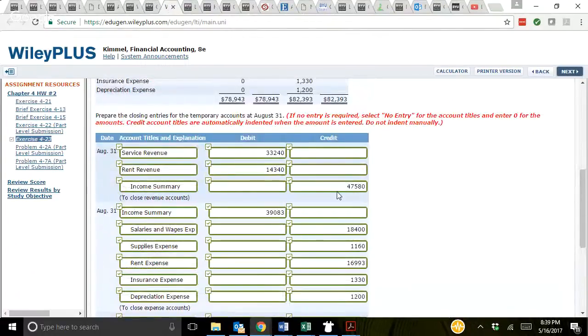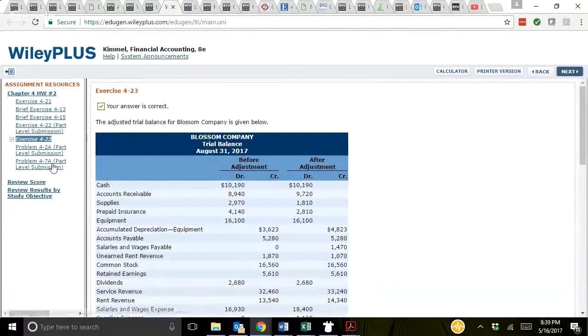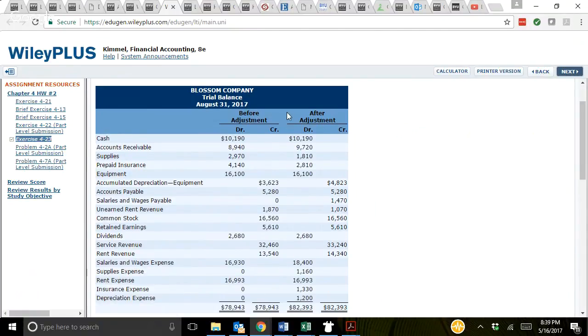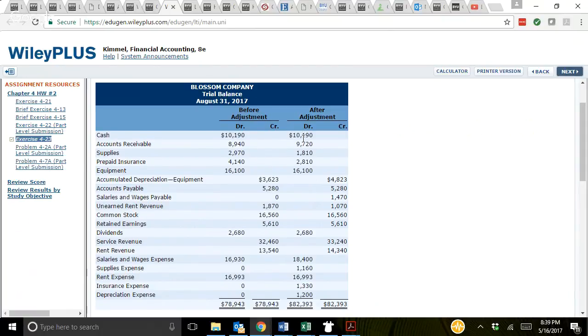All right, guys. This is the homework from homework number 2, exercise 4-23. What we're given here is the adjusted trial balance for Blossom Company. We have the before adjustment numbers and the after adjustment numbers. So thankfully, in this case, we don't have to go through and do the adjustments ourselves. They've been done for us.